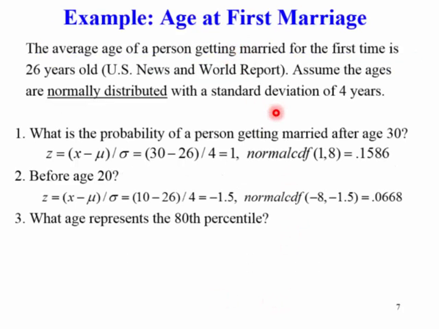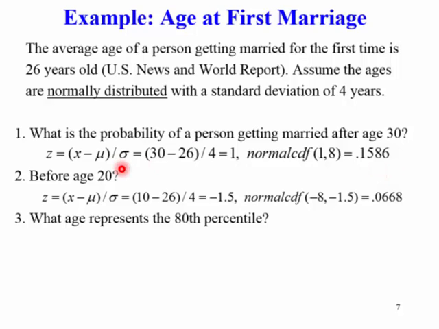Say age at first marriage. It was reported that the average age at first marriage is 26 years. And if we assume it's normally distributed with a standard deviation of 4, then what is the probability of a person getting married after the age of 30? Well, we just have to convert that to a z-score. 30 minus the mean divided by the standard deviation is equal to 1. So after the age of 30 is z of 1 or more. So if we do normal CDF from 1 to 8, we get about 16%.